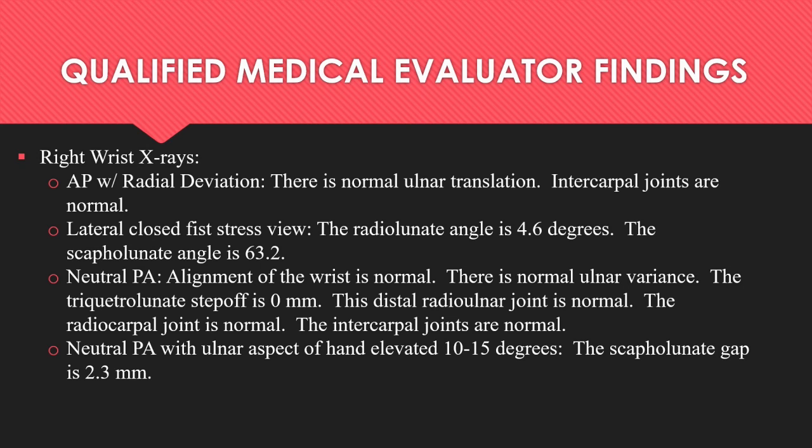My findings, on the other hand, were slightly different. This is the report of findings that I provided. I provided a radiolunate angle of 4.6 degrees, normal ulnar translation, scapholunate angle 63.2, triquetrolunate step-off 0, and scapholunate gap within normal limits at 2.3 millimeters. So really the only finding that qualified for any permanent impairment was the scapholunate angle at 63.2 degrees.